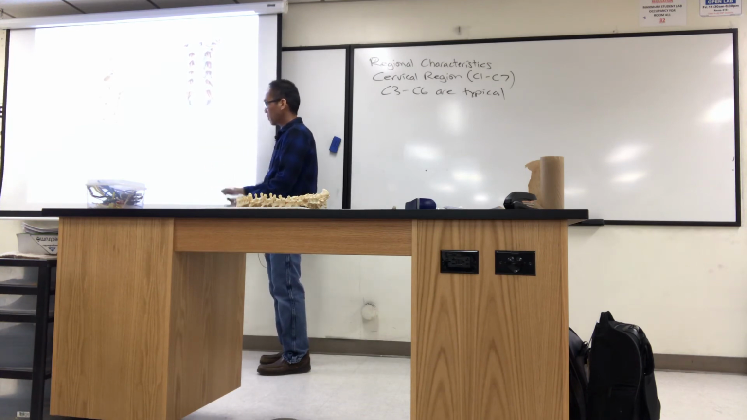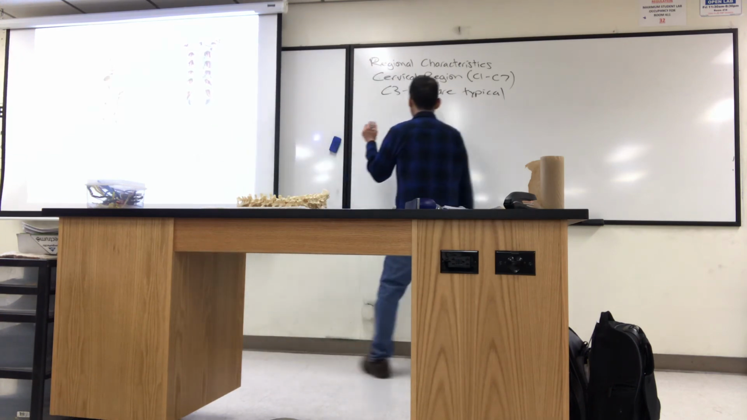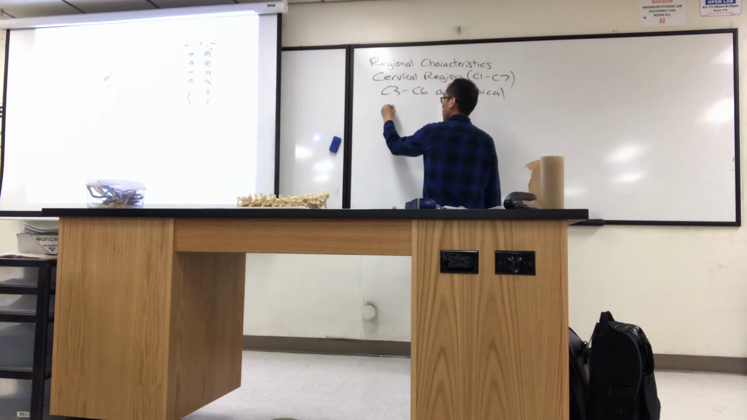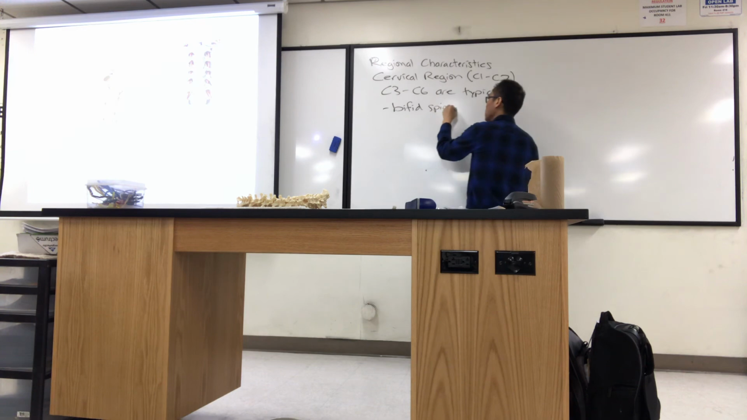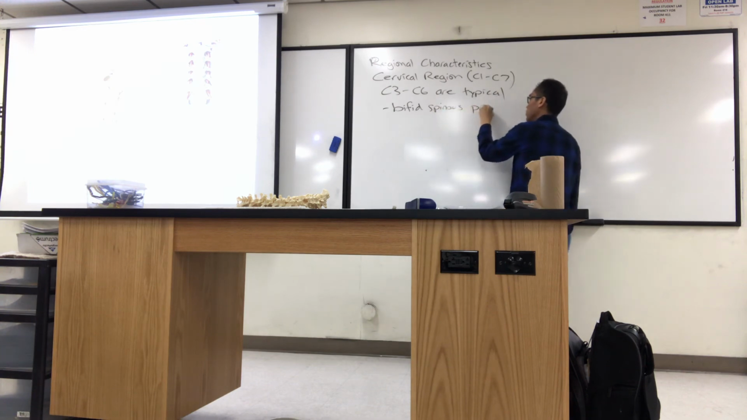Now, some things that are different. Look at the spinous process. You see how it's forked? That's unusual for this region. You don't see it anywhere else. We call that bifid. So they have a forked or bifid spinous process. That's one way you can tell they're in the cervical region. Bifid spinous process.